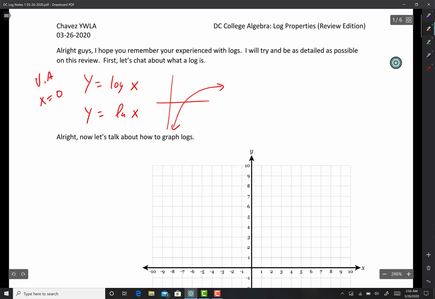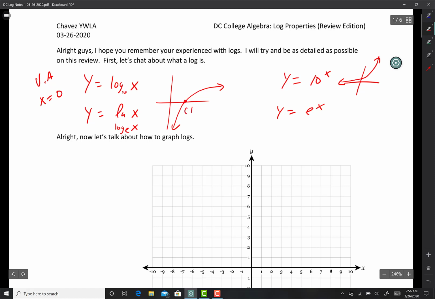And what did I say? They're inverses of the exponential. So that means that if I have y equals, the base here was a 10, so that's like 10 to the power x. And this is just the same thing as saying log base e of x. So that one is like e to the power x. And since they're inverses of each other, it's going to look like this.